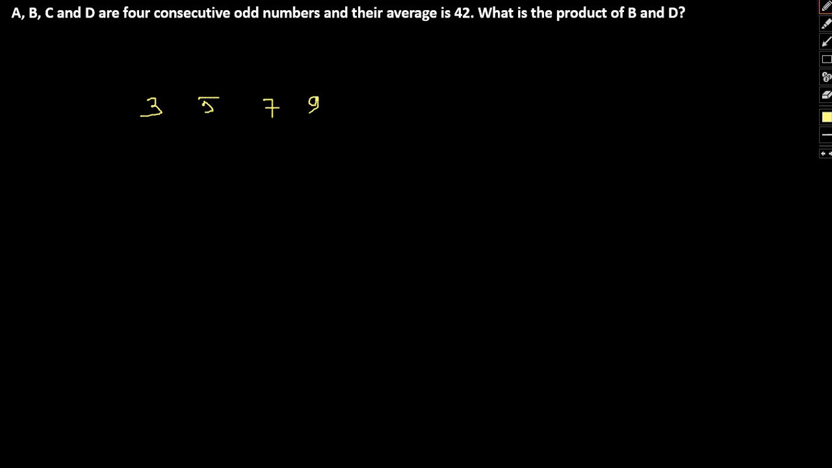Okay, let's take their average. 3 plus 5 is 8, 7 plus 9 is 16. Total we have 24. So if we take the average of this, the average comes out to be 6, which lies somewhere between the second number and the third number. Okay, so let's test out one more thing to see if the trend continues as well.